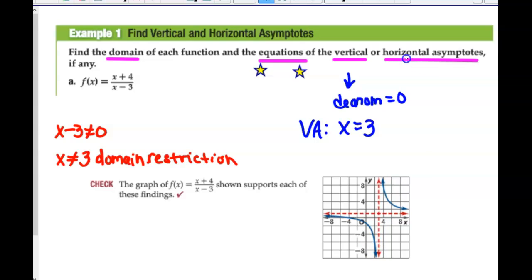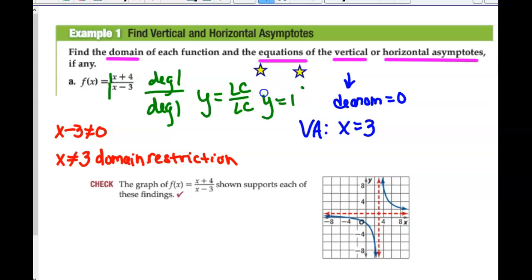All right, the horizontal asymptote is when we look at the degree. What is this function, guys? Degree 1 over 1, and when it is degree 1 over 1, we look for y equals leading coefficient over leading coefficient, which is what? Yeah, the leading coefficient is 1 out here in front and 1. So we get y equals 1 as the horizontal asymptote.